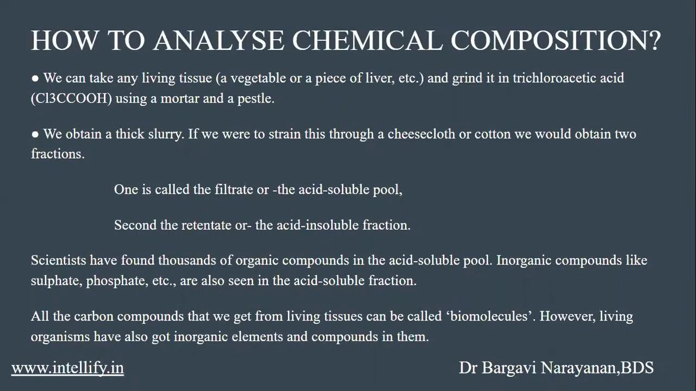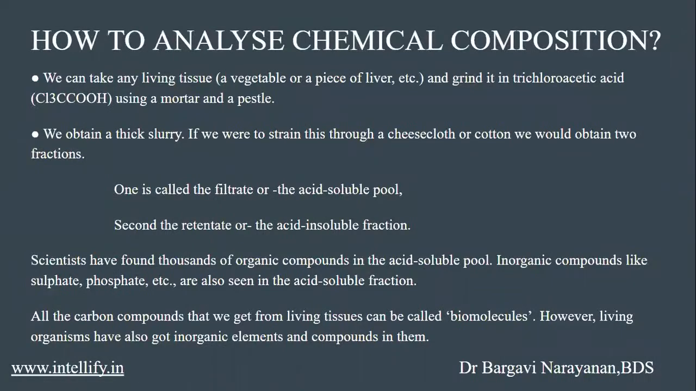You take the living tissue, be it a vegetable piece or a liver or even a leaf, you grind it with trichloroacetate in a mortar and a pestle. You obtain a thick slurry which you strain through a cheesecloth. Now you get two parts of it. The first part is called the filtrate or the acid soluble pool which comes out of the cheesecloth, and the second one which is left behind is called the retentate or the acid insoluble fraction.